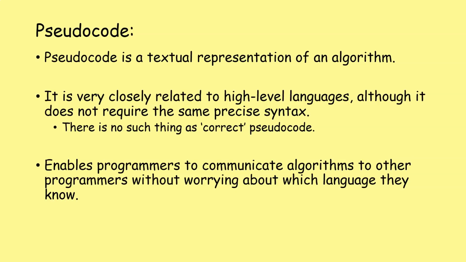Pseudocode is a textual representation of an algorithm. It is very closely related to high-level languages. In fact, it's kind of a general mix of all of them, although it does not require the same precise use of syntax. Remember, there is no such thing as correct pseudocode. Pseudocode enables programmers to communicate algorithms to other programmers without having to worry about which language they all know.